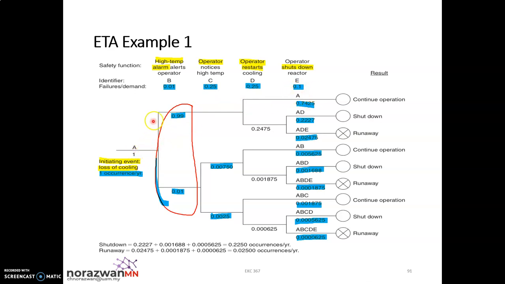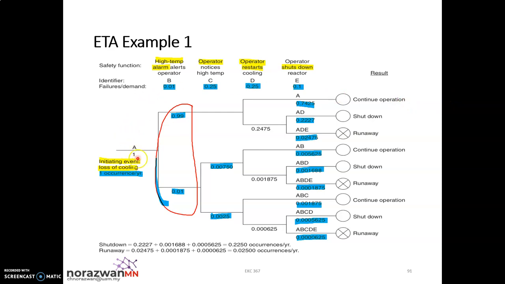So, this is A, then followed by B. But B is in successful branch, so C is also in successful branch, followed by D also in successful branch. So your consequence is only A. Meaning that from this alphabet, we know that all your safety functions are successful, so just the initiating event is labeled. So the result is you can continue this operation.